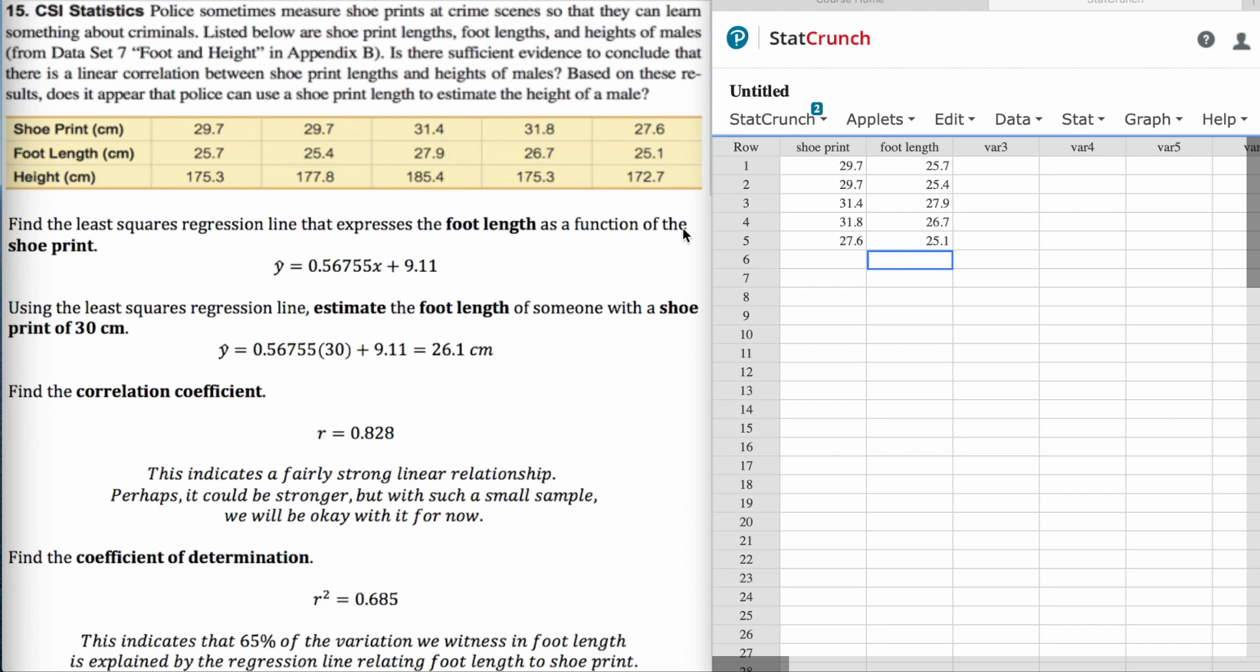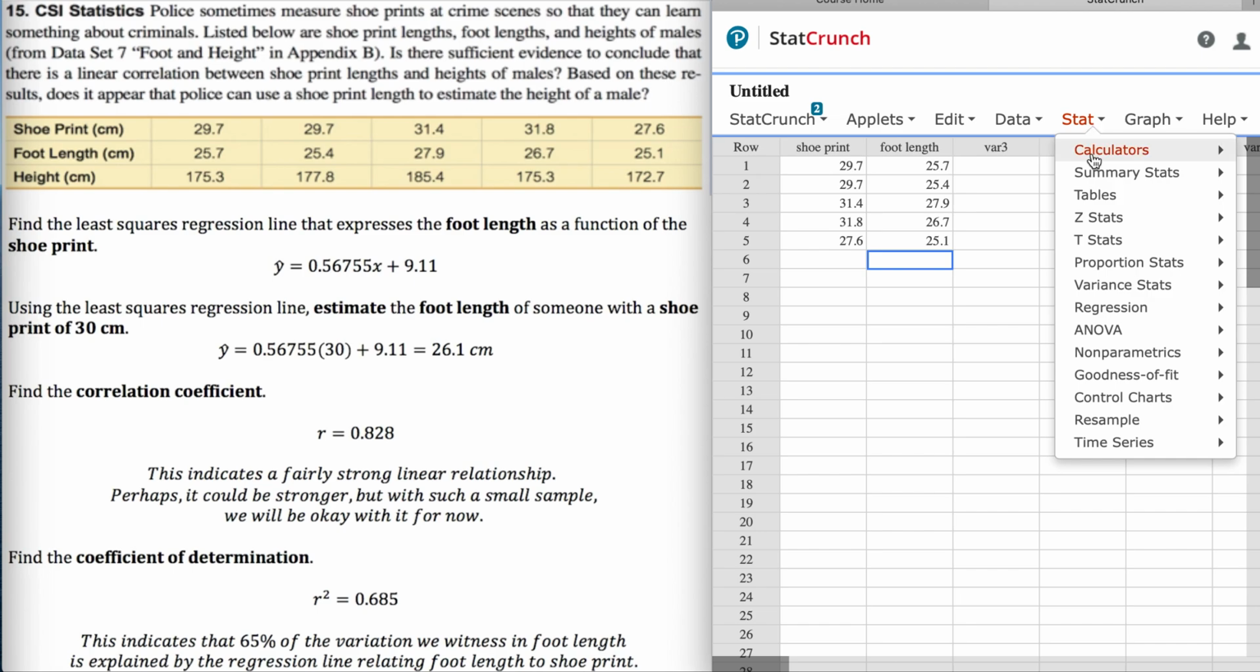the foot length. And so what I've done here is I've taken in some data and I've put it into StatCrunch. Now this is a trivially small data set, but it will illustrate what we're looking for. And so the idea here is to use the shoe print to predict the foot length. So what I'll do here for linear regression is press Stat, go down to Regression, and we're going to look at simple linear regression.